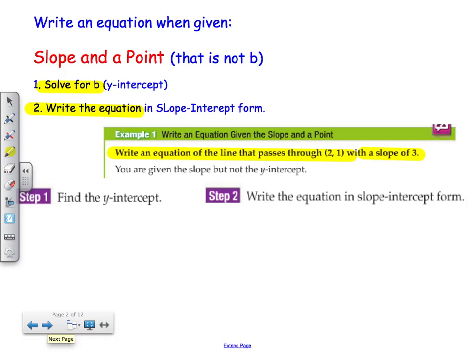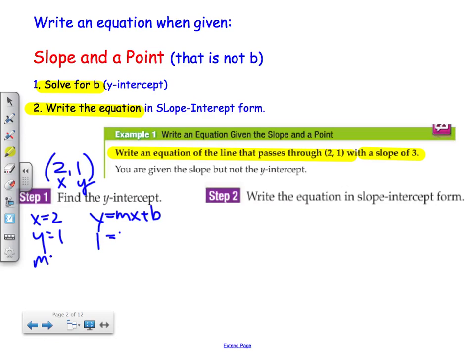We're going to use the point (2, 1), so that's our x value and that's our value for y. Let's find b. Well, we know x is 2 and y is 1. So y equals mx plus b. We put the 1 where the y is. We know the slope is 3, so we can put 3 there. And we know x is 2, plus b. So 1 equals 6 plus b.